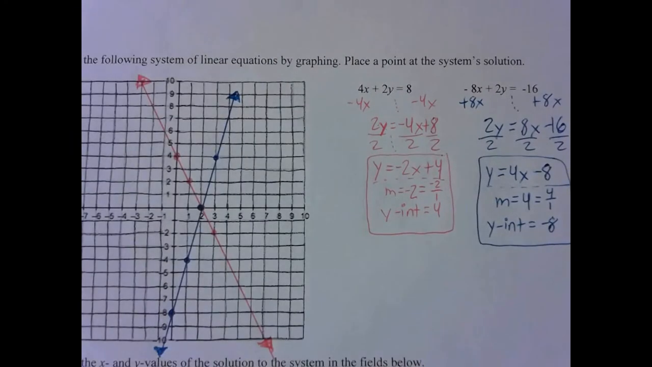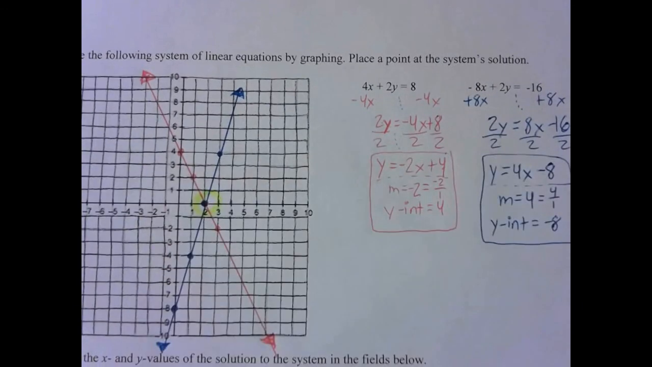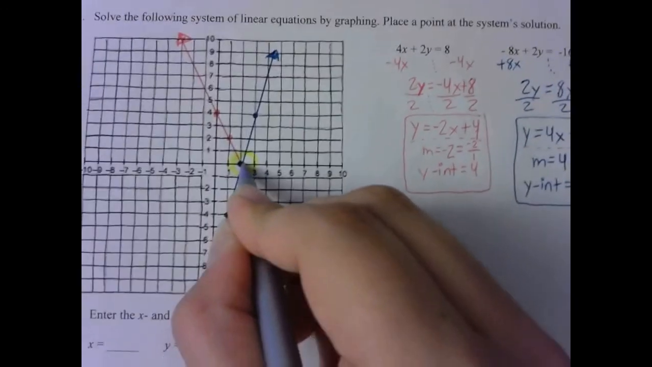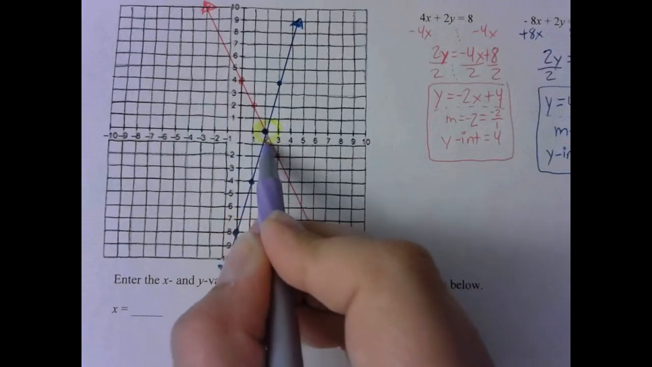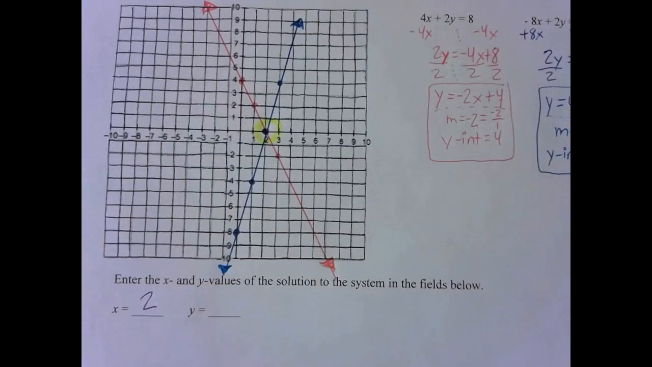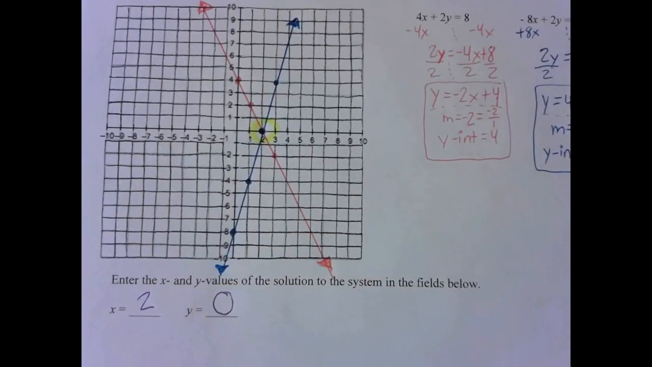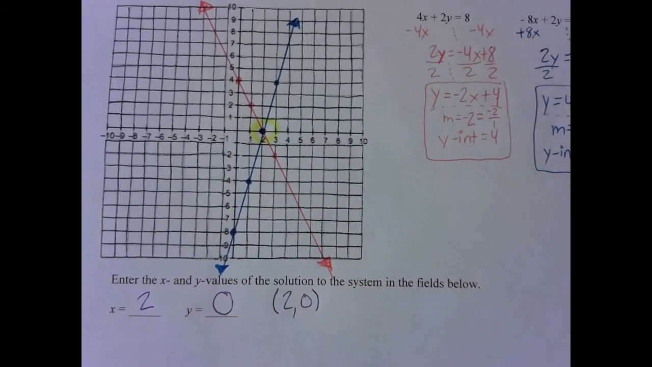All right, so remember, our solution is where those 2 lines cross. So hey, look, they cross. Oh, you cannot see that yellow. Well, hopefully you can see. They cross right at this point. So we just need the coordinates of that point. So the x-coordinate is 2. And the y-coordinate, well, we didn't go up or down anything, so the y-coordinate is 0. That's our solution, is 2, 0. So another way you could have written it is like that. There you go. All right, you have some practice. Get to it.